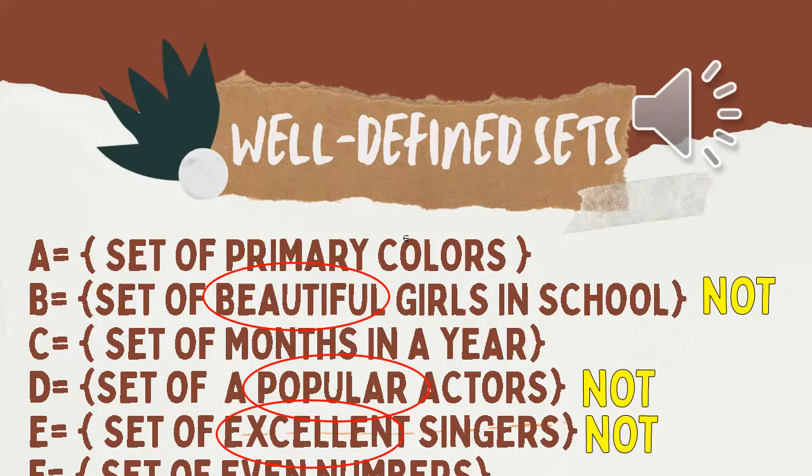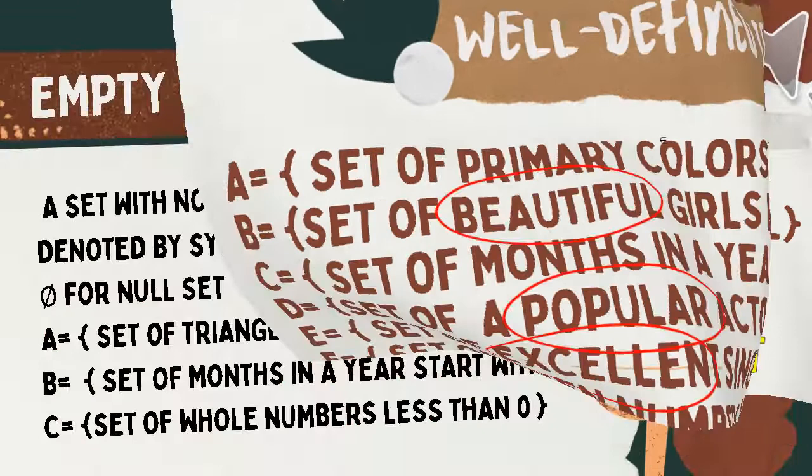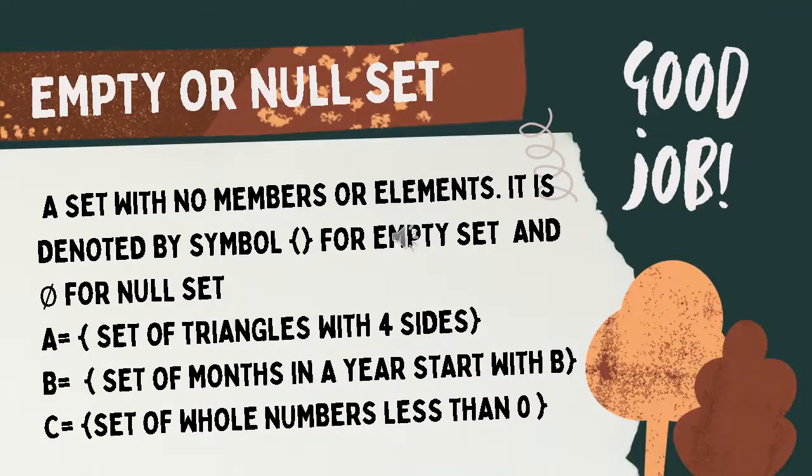Set F. Set of even numbers. So, set of even numbers, okay, ayan. So, set of even numbers are 2, 4, 6, 8, 10. Okay, or we can easily skip counting by 2. So, set F is a well-defined set. Okay, let's have empty or null set. When we say empty or null set, this is a set with no members or elements. It is denoted by symbol open brace and close brace for empty set and the symbol ∅ for null set.